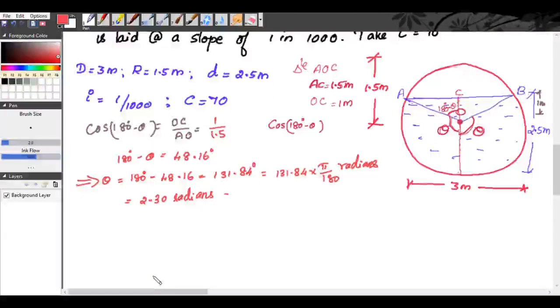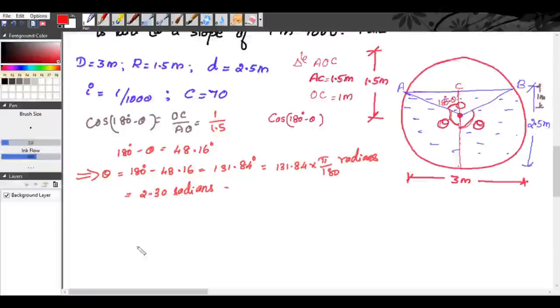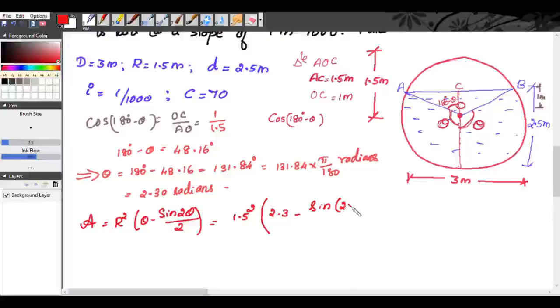Now we will find the area and the wetted perimeter. So we know the formula: area is equal to r square into theta minus sine 2 theta by 2. So that is equal to, the radius is 1.5, so 1.5 square multiplied by theta, which is 2.3, minus sine of 2 theta. Here you have to take theta in degrees, so 2 into 131.84 degrees, divided by 2. So you expand this, you will get area is equal to 6.293 meter square.